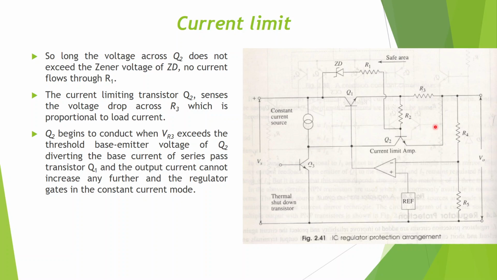Once again I will repeat. Transistor Q2 functions to limit the current. How does it do it? When the output current increases, the voltage across the resistor R3 increases, and this voltage is the same as the base emitter voltage of this transistor Q2. So when this base emitter voltage increases, this transistor starts conducting more, and the collector of this transistor is connected to the base of the series pass transistor. So it starts conducting the base current of the series pass transistor away. Since the base current decreases, the series pass transistor conducts less. In this way, the current is limited.